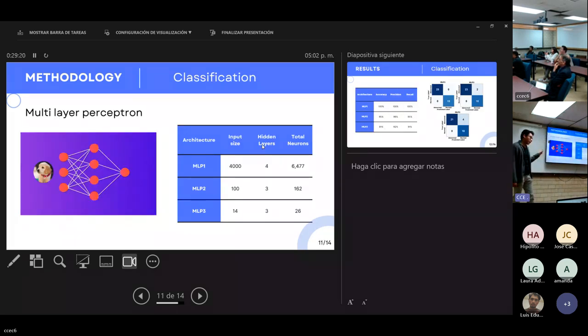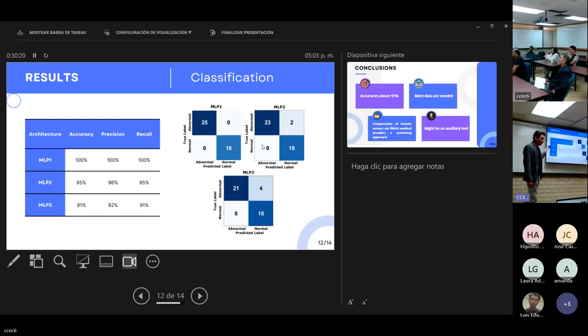So as we have vectors of different features, we propose classifying them automatically with multi-layer perceptrons. Three architectures were proposed, one for each case. MLP1 will handle the output of the Fourier transform with an input size of 4,000 and 4 hidden layers. MLP2 has an input size of 100 samples and 3 hidden layers. MLP3 has an input size of 14 samples and 3 hidden layers. MLP3 is the simpler network. In terms of neurons, for reference, we are using more than 6,000 neurons, and in the smallest network, we use only 26.